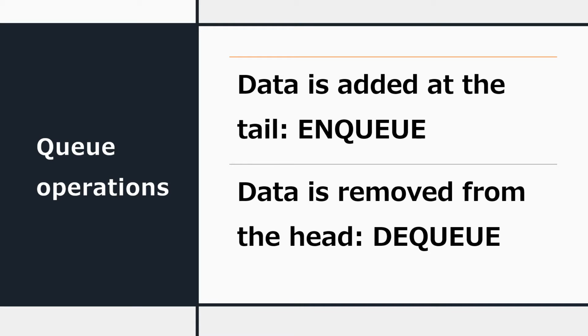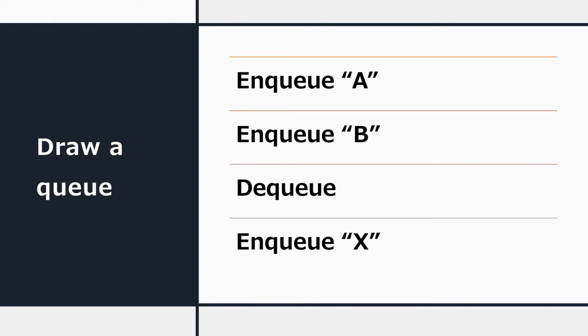Adding data at the back of the queue is called enqueuing, and taking data from the front of the queue is called dequeuing. These are the only two operations you can carry out with a queue. So let's draw a queue and see what happens to it as we carry out these four commands. To enqueue the letter A, to enqueue the letter B, to dequeue a value, and then add X to the queue. So adding A and B, taking a value away, and then adding X.